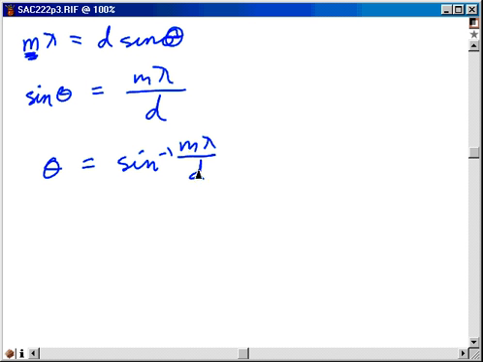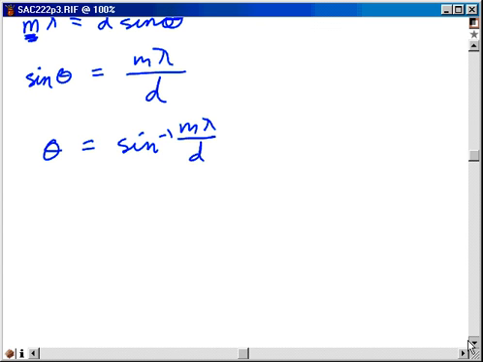Note, if m lambda over d turns out to be greater than 1, you can't take the arc sine of a number greater than 1, because when you take the arc sine of something, you're finding out what angle you would take the sine of in order to get this value. And when you take the sine of an angle, you always get something between -1 and 1. So if this value is greater than 1, there is no solution. There is no arcsine to it, and we would say third order maximum doesn't occur.